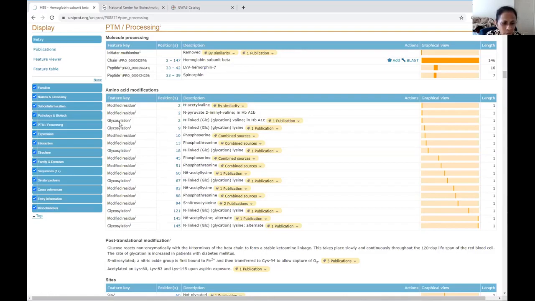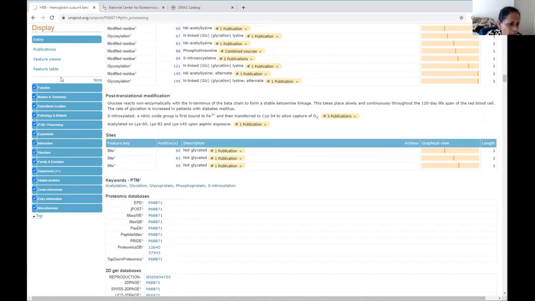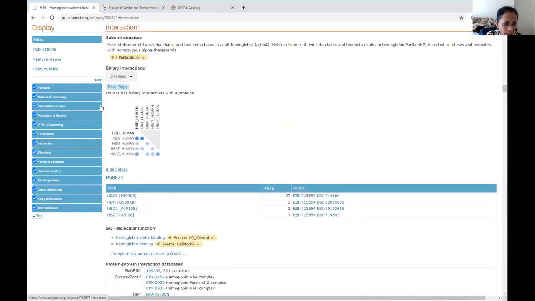So this tells you, if you want to see which position of the protein is actually glycosylated. You can go through all of these amino acid modifications, and then you can go through interactions.